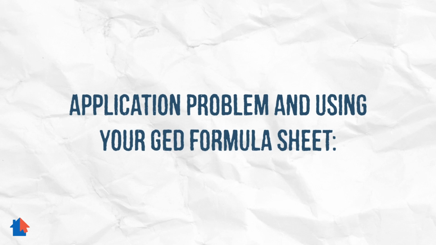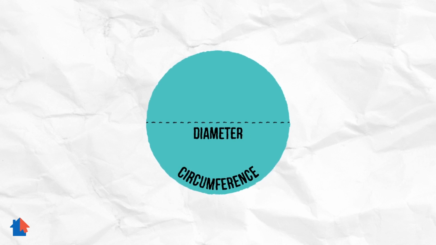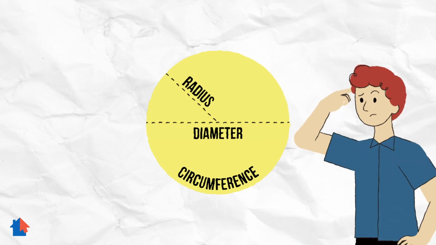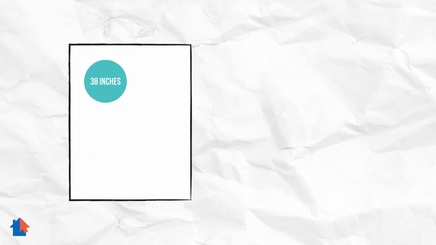Application problem and using your GED formula sheet. Circumference, C, is the distance around a circle's outer edge. The diagram shows you that the diameter, D, is the distance across the circle's middle. The radius, R, is the distance from the edge of the circle to the center, which is always half the diameter. You may have a question in which you have to calculate the diameter of a circle. The question could say, what is the diameter of a circle with a circumference of 38 inches?